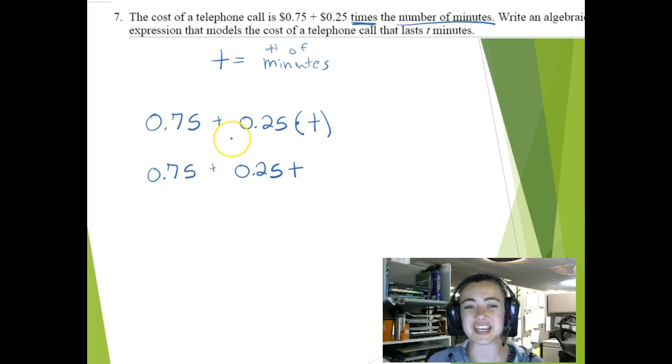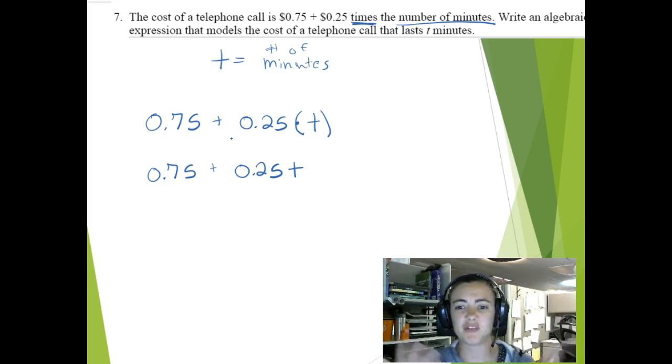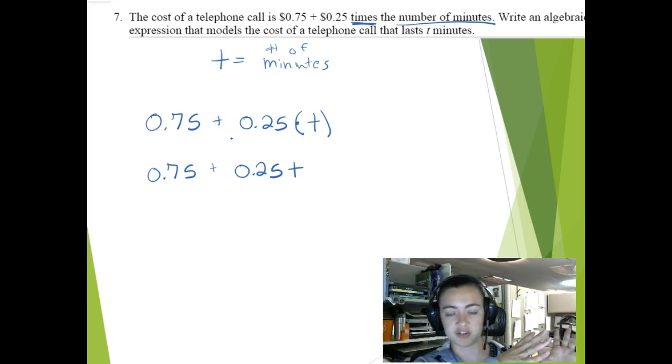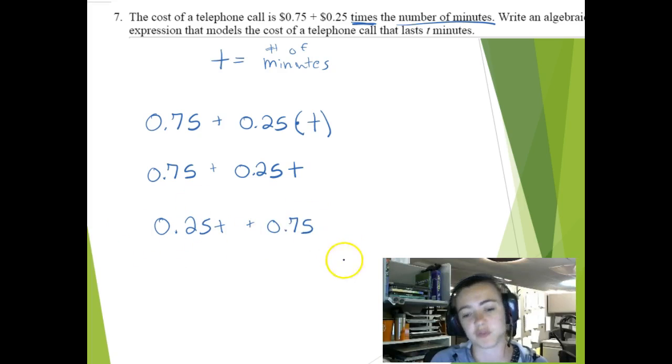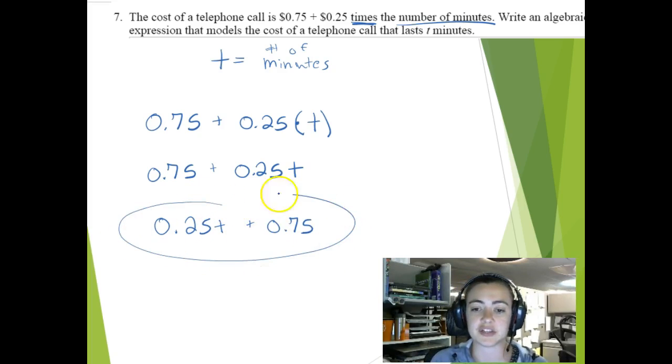Now frequently you'll see, it's like the grammar of math, you'll see the highest degree listed first, so it's usually listed as 0.25t plus 0.75. The variables come before just the numbers. And so that's your expression.